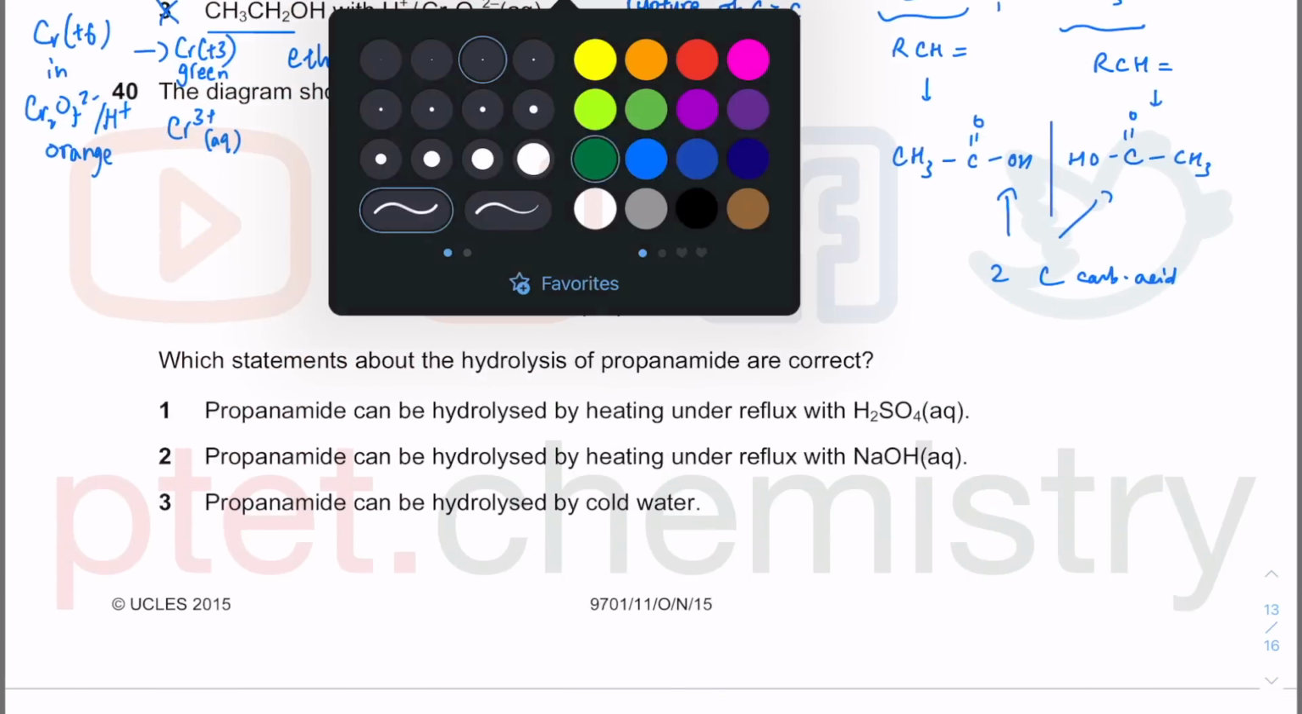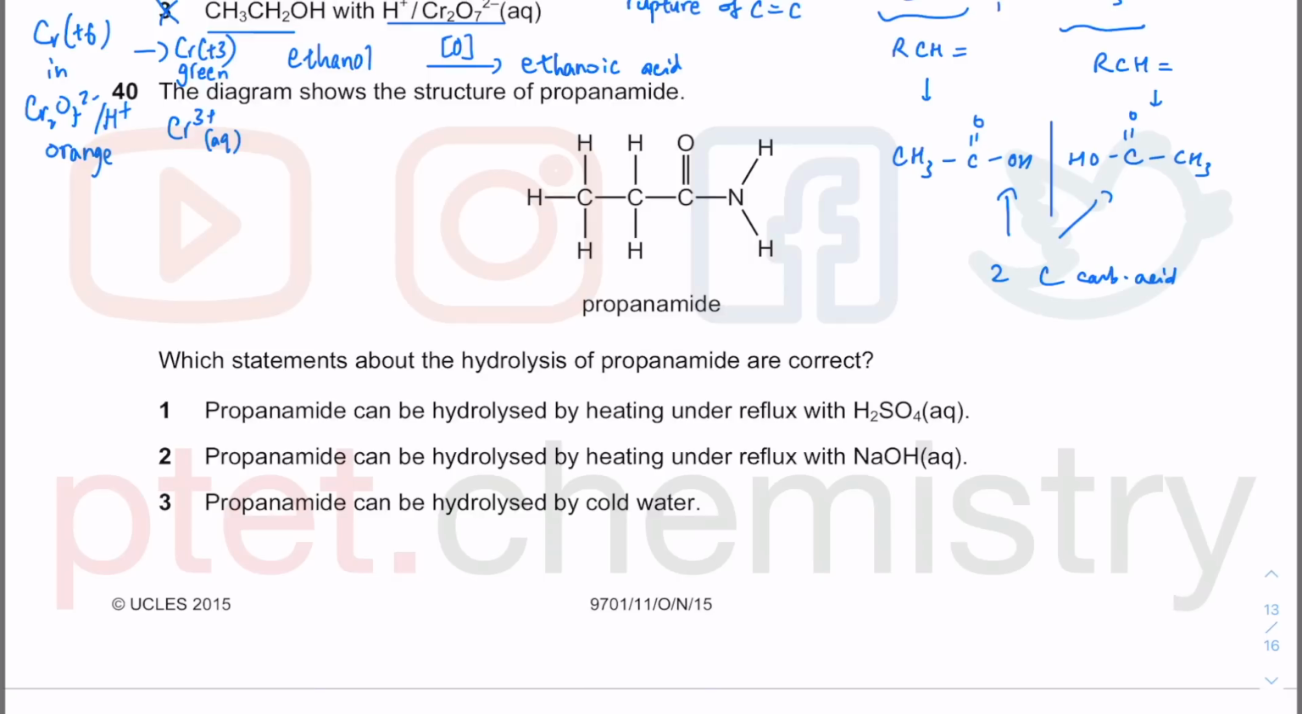Question 40, we come to the end of this paper now. This is propanamide. So this is an amide. CONH is what you call an amide, something you have done and come across in your O level, GCSE or IGCSE level towards the end of your organic chemistry. This is about hydrolysis of the propanamide.